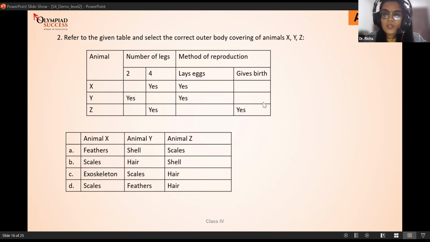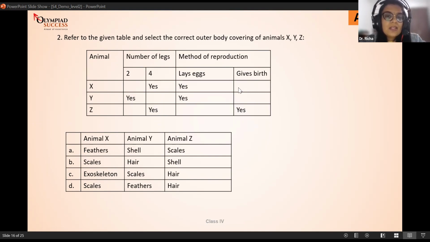What type of protection would they have? X is an animal which has 4 legs, lays eggs. First of all, sort it out this way: only mammals give birth to young ones. The rest all lay eggs. So you can be sure about Z, because that's the only one which is giving birth. So you should know what Z is. Think carefully. A mammal gives birth, and are there mammals who have 4 legs? Yes. Cats, dogs, cheetah, lion, they all have 4 legs.